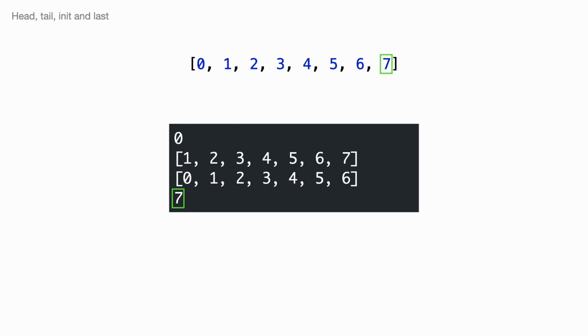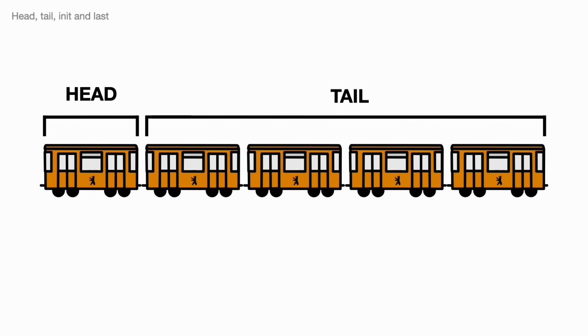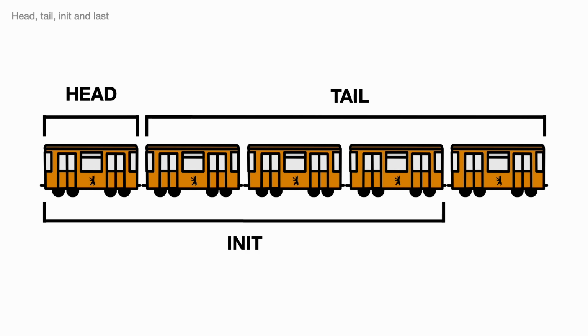They even have their own names. They are called head, tail, init, and last. And you just wrote the code to get these values. Well done! Operations like these are used often when dealing with streams of data. Let me demonstrate this with the head and tail operation.